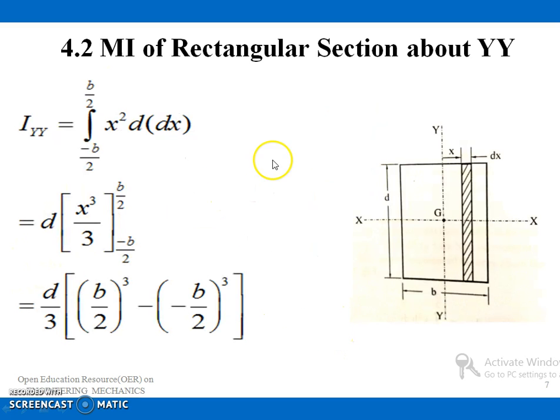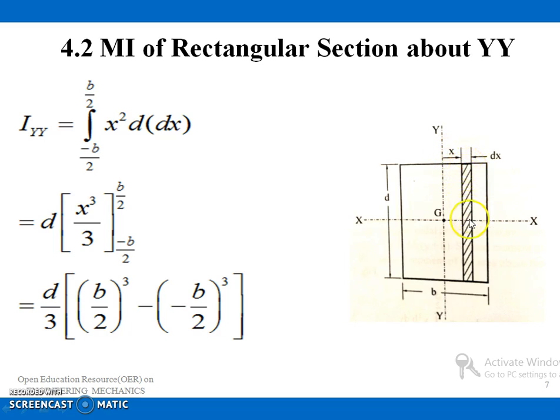Now we will see the moment of inertia of the rectangular section about the y axis passing through the centroid. For that I am considering the same rectangular section with width b and depth d, and I am considering a strip which is parallel to the vertical axis and which is having a thickness of dx, and that is at a distance of x from the y axis. So the area of the strip will be equal to dx into d, and the moment of inertia of this strip with respect to the y-axis will be equal to area into x square.